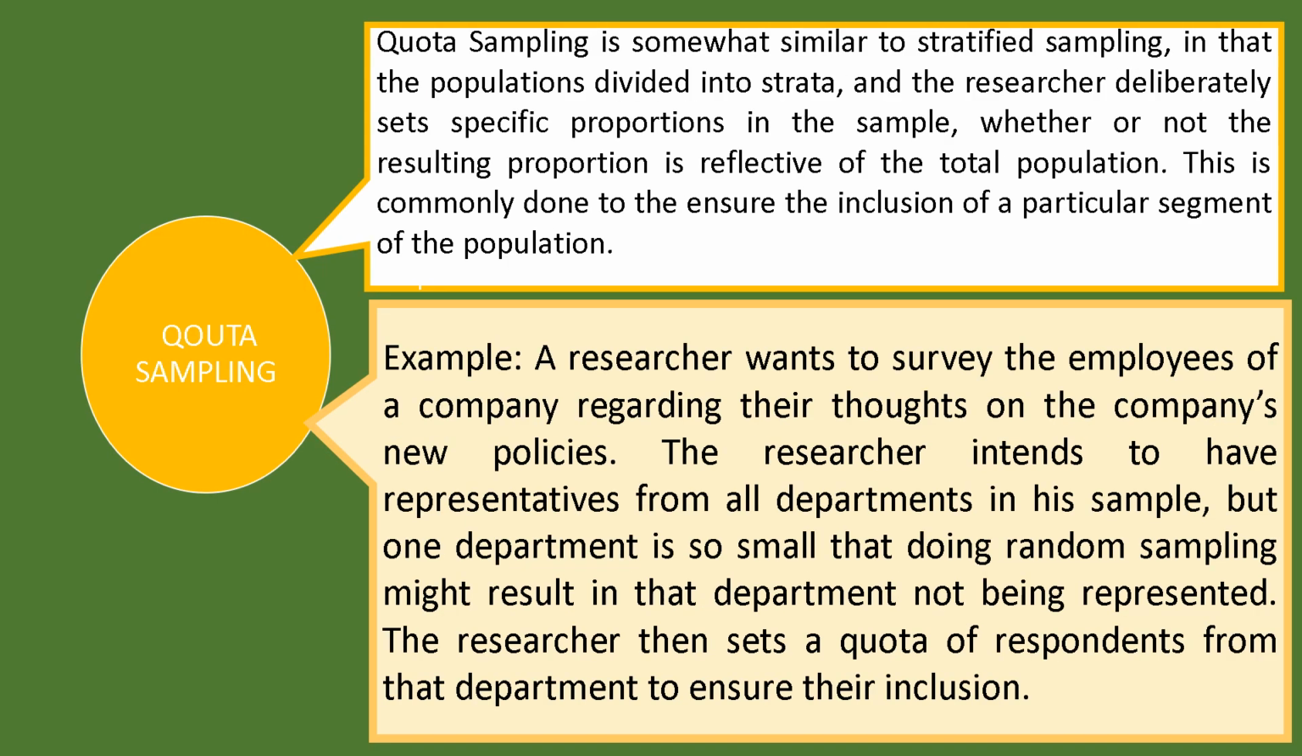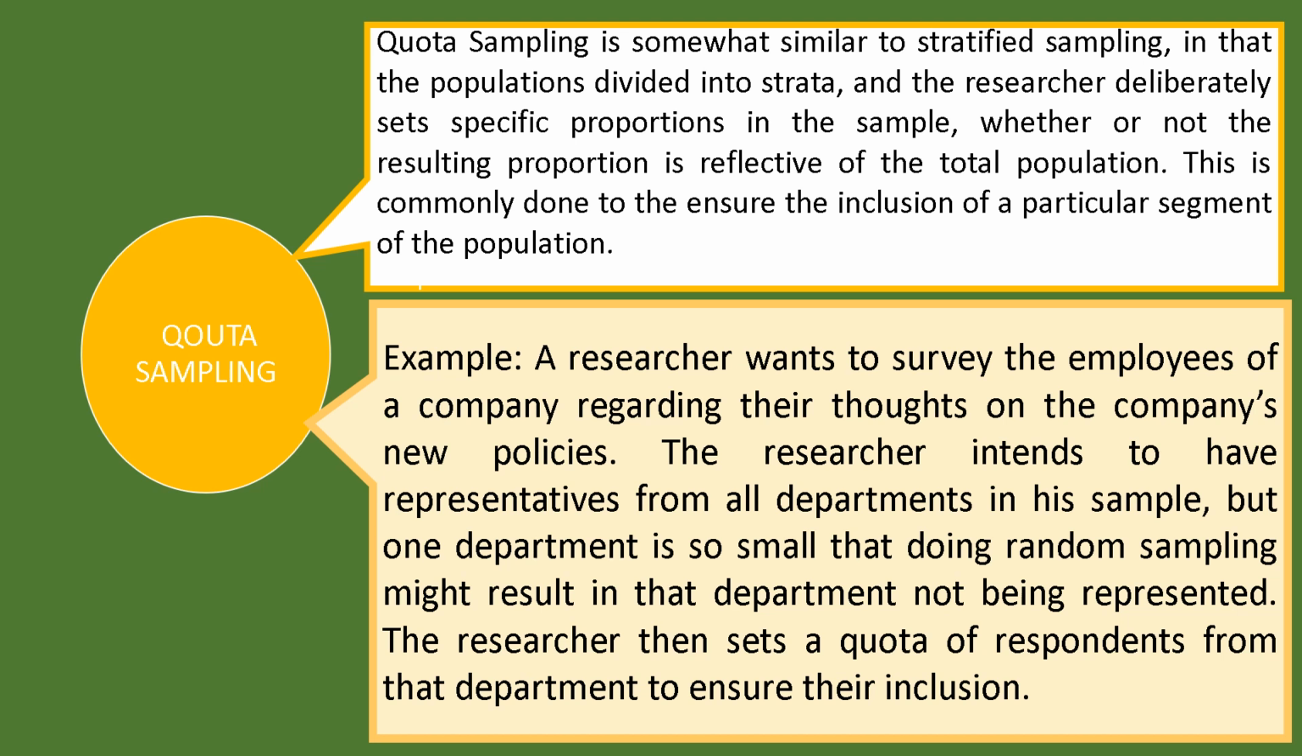Quota sampling is somewhat similar to stratified sampling in that the population is divided into strata, and the researcher deliberately sets specific proportions in the sample, whether or not the resulting proportions are reflective of the total population. This is commonly done to ensure the inclusion of a particular segment of the population.